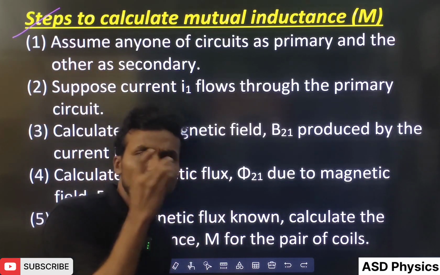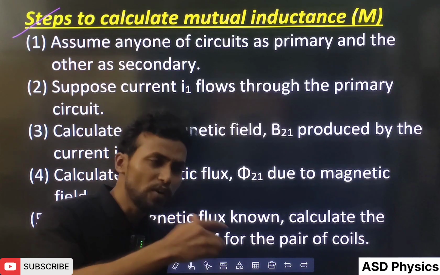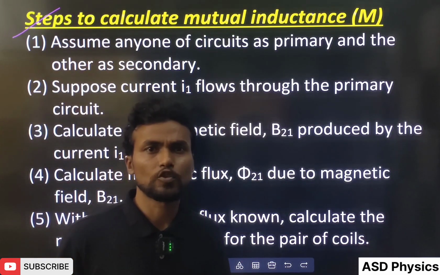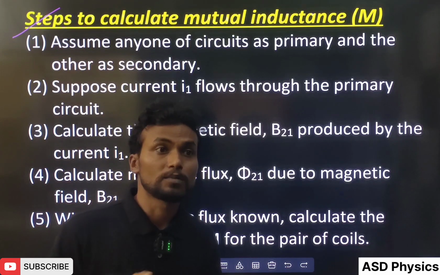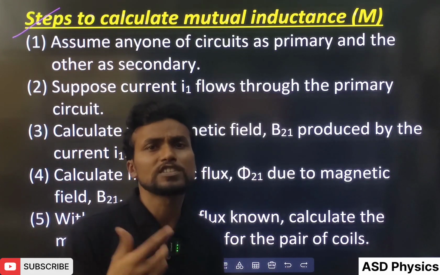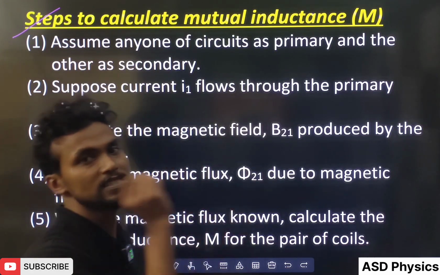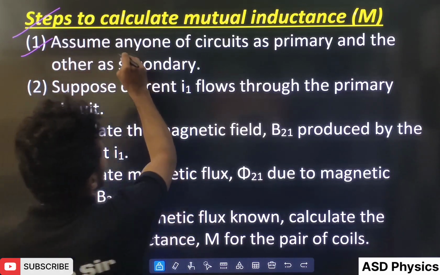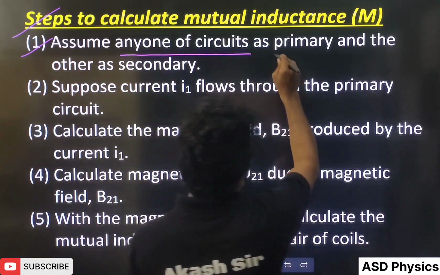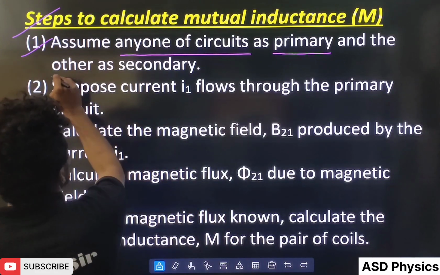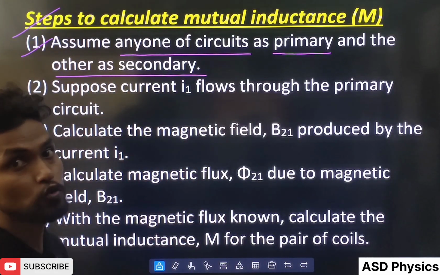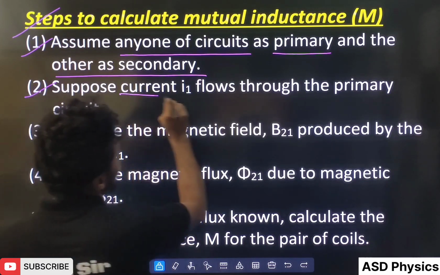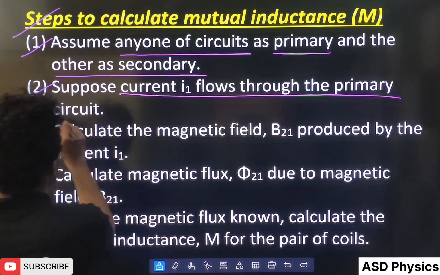Here we are doing it for the coil, but it is applicable for any kind of situation. Maybe a circular coil, maybe a coaxial solenoid, or maybe square shape coils, rectangular shape coils, any kind of coil, these steps will be valid. So first one, assume any one of the circuits as primary and the other as secondary. As I told, two will be there, one primary and one secondary. Second one, suppose current I1 flows through the primary circuit.